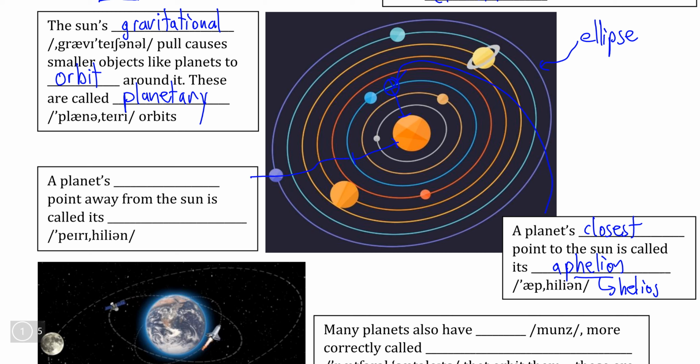Now, conversely, this location here, if Earth were here, this would be the planet's farthest point away from the sun, which is what we call its perihelion. And peri, again, is the word meaning around that we see in perimeter, which is why we refer to this location where the planet is farthest away from the sun.